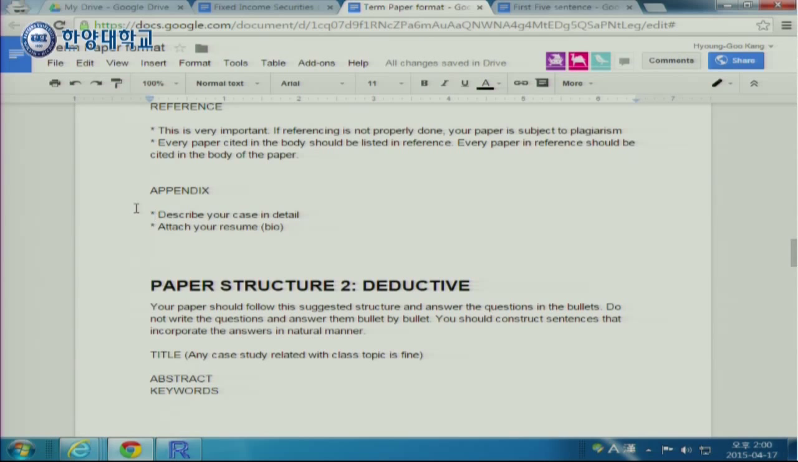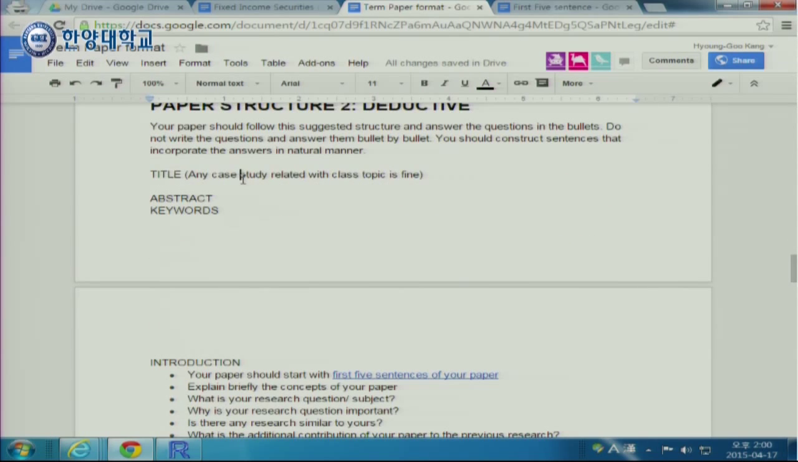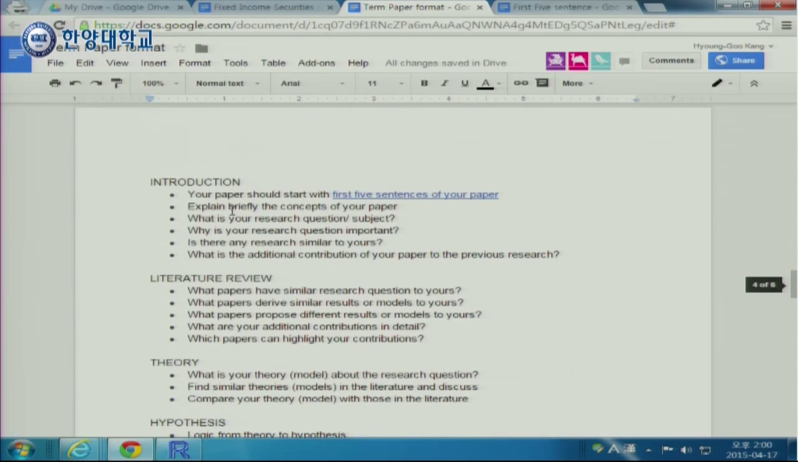Now the second one, deductive. It is theory-driven research, okay? Again, same title, abstract, keywords, and the introduction is exactly the same as the previous. It doesn't matter whether it is theory-driven or phenomenon-driven. You should start with the first 5 sentences and then explain briefly the concept of your paper. What is your research question or subject? Why is your research question important? Is there any research similar to yours? What is the additional contribution of your paper to the previous research?